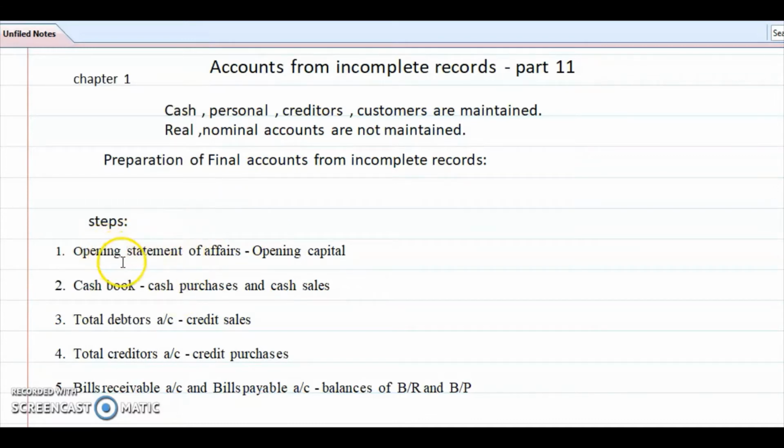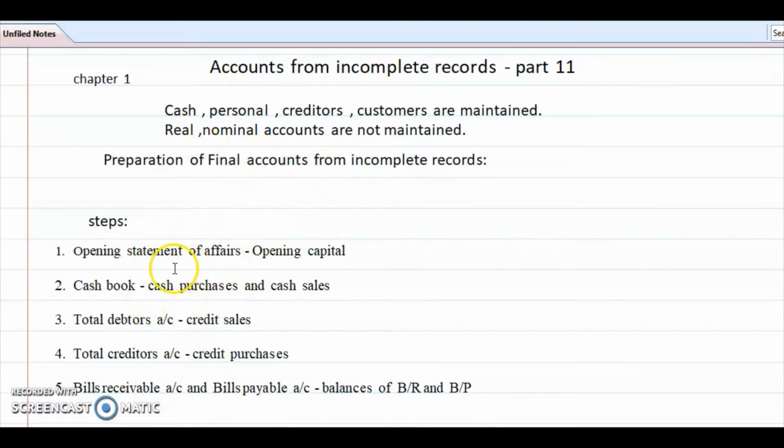So how can we find out? In previous classes we have studied the statement of affairs method. This method is called the conversion method. What do you mean by statement of affairs? It resembles a balance sheet. On a particular date we prepare it in order to find out the capital. If we calculate it on the opening date, that is the opening capital. If we calculate the statement of affairs at the end of the year, that is the closing capital.